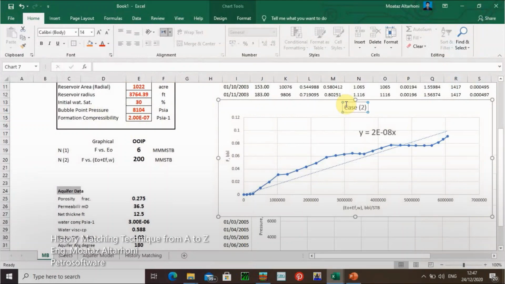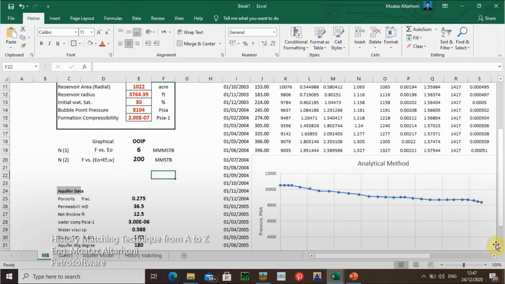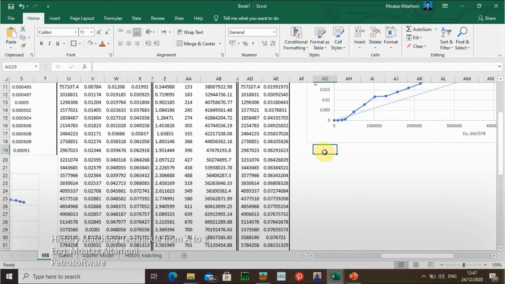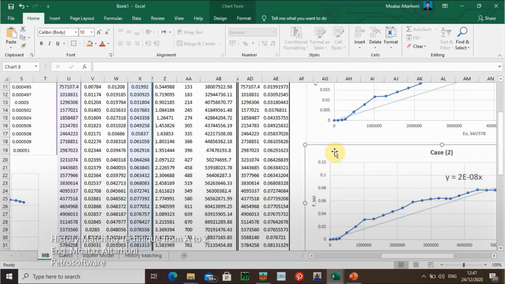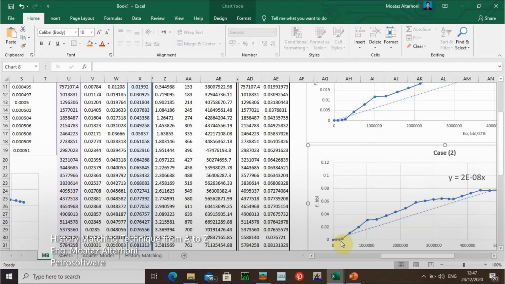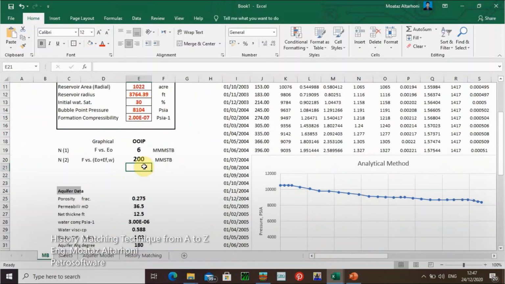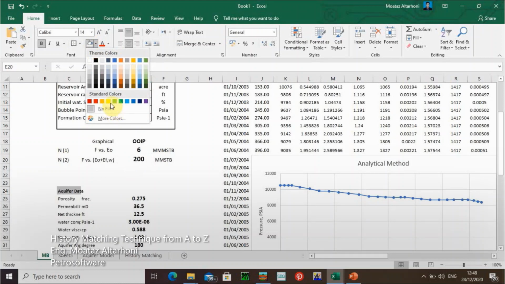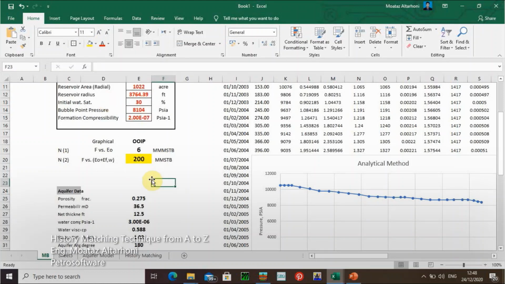So now I have two cases. We have more information about the effect of rock and fluid expansion, and we have two values of original oil in place. This number is more realistic than the first number, but still has a high uncertainty because until now we don't have any water influx in the reservoir.